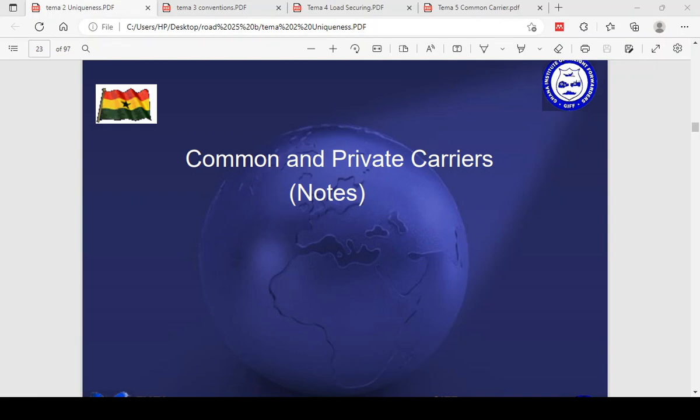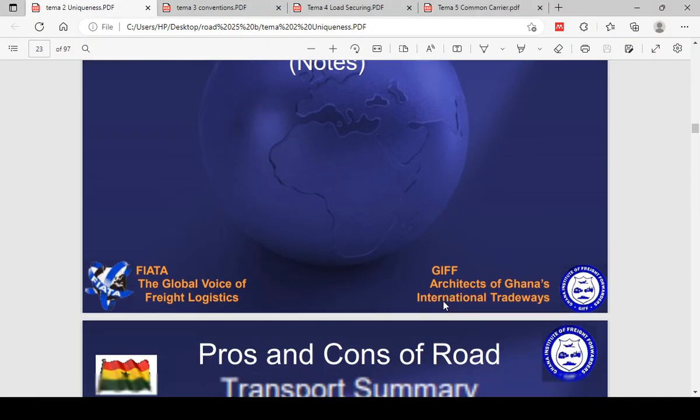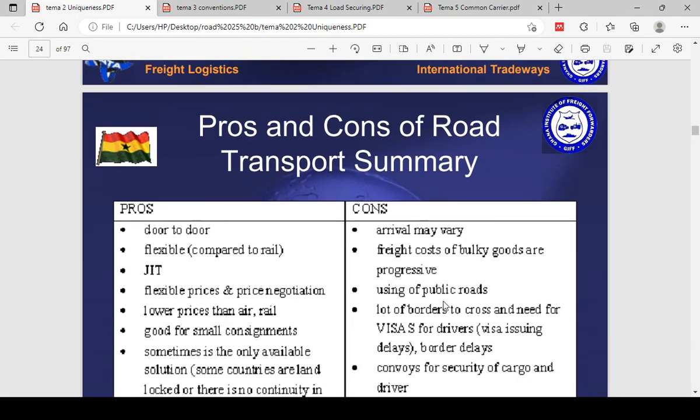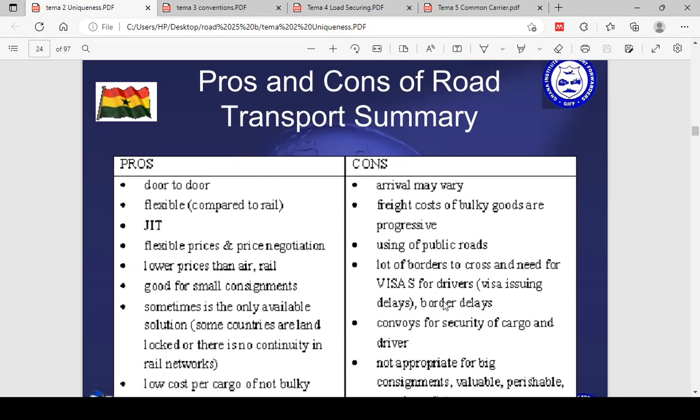Then we come to common and private car carriers. Look at them, door to door. That's the pros and cons of road transport. It's all listed here. The pros are the advantages and the cons are the disadvantages.